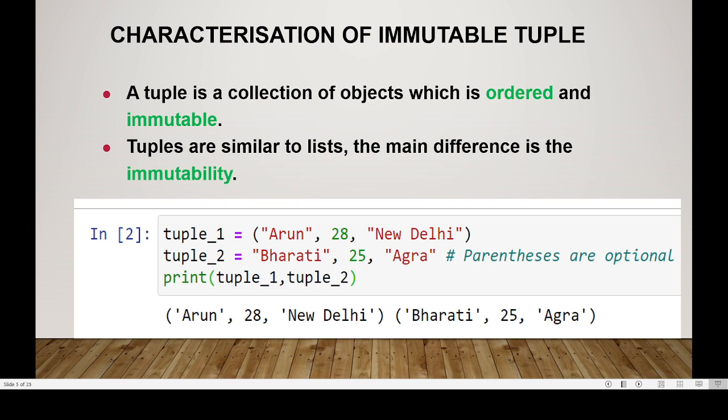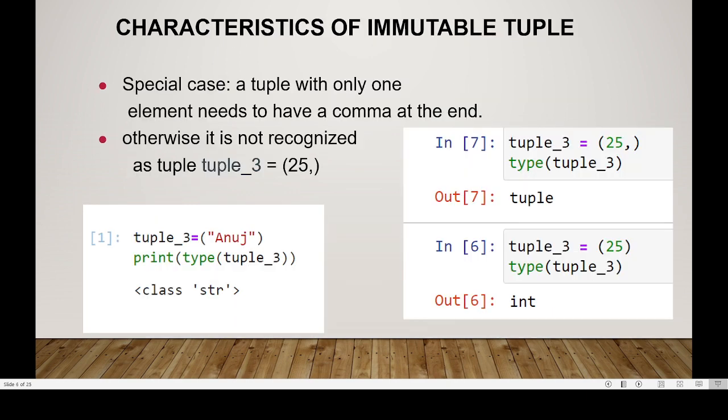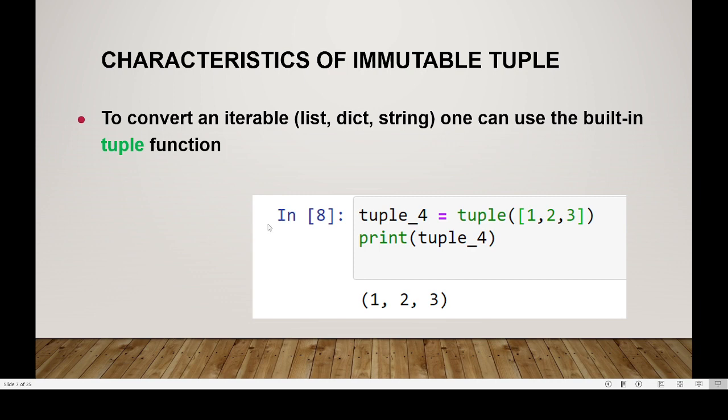First of all, one should use brackets to create a tuple, or without brackets also it can be created. First example contains 3 elements, Arun, 28, New Delhi, and the next, without brackets, contains again 3 elements, Bharati, 25, Agra. A tuple can contain only one element also, but in that case that element must be followed by a comma, otherwise it will consider that element as its basic data type. For example, here 25 comma is a tuple, whereas 25 only is an integer and Arjun only is again a string.